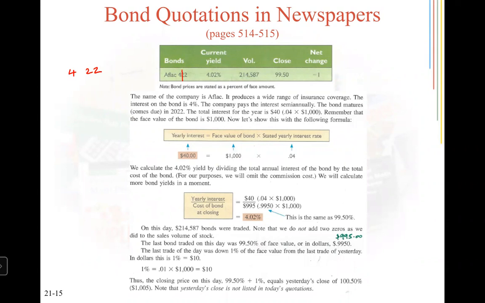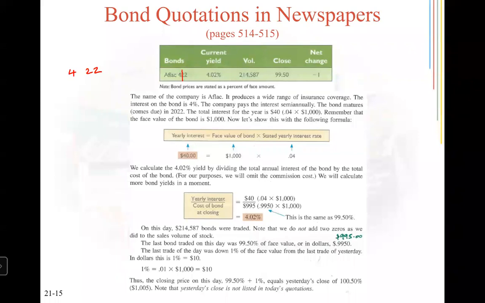Now let's show the formula. They put the yearly interest equal to the face value of the bond, which is 1,000, times the interest rate, which is 4%. So 4% of 1,000 is $40. And so if you're asked to work out the interest rate or the amount of interest earned, you would find 4% of 1,000 because the stated rate is 4%.